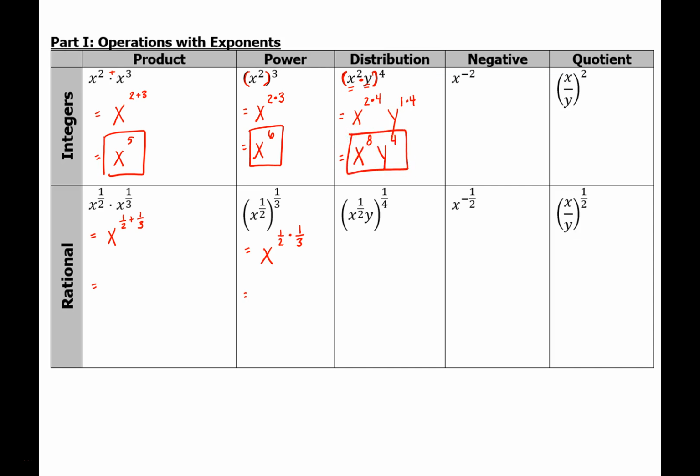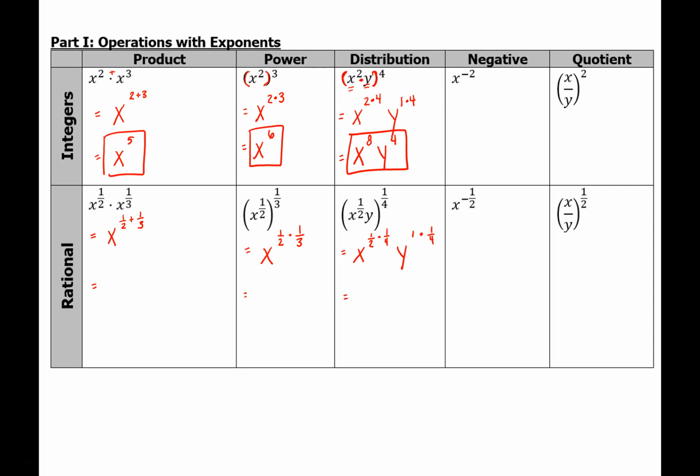That same rule applies when we have rational exponents as well. So we have two bases, the x and the y. The x has a power of 1/2, and we're going to use that distribution and power rule to multiply by 1/4. The y has an exponent of 1, and we're again going to multiply by 1/4. Again, we will simplify this a little more in a moment.